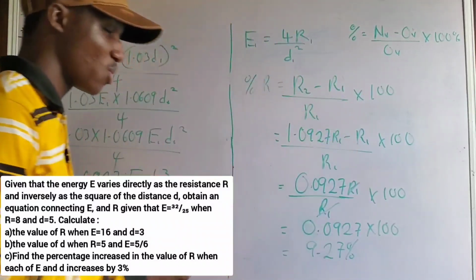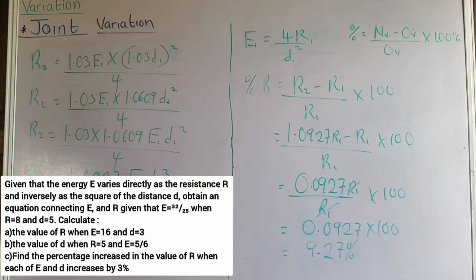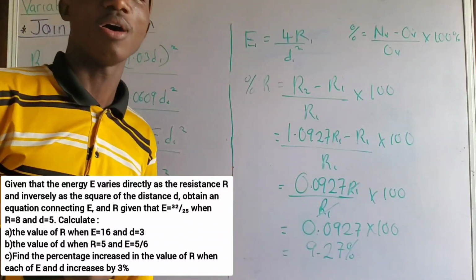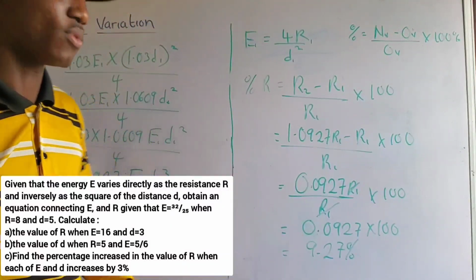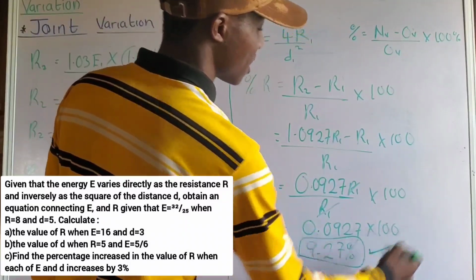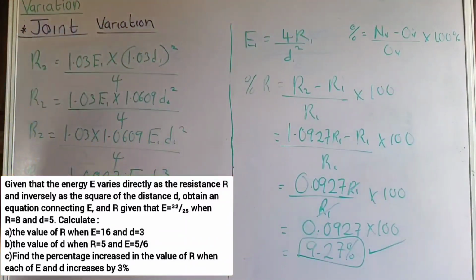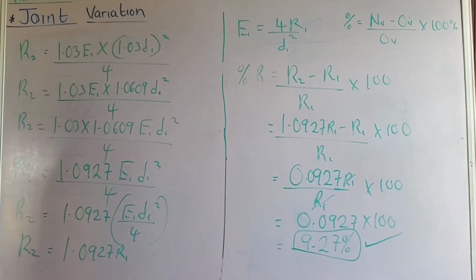So this will be 9.27%. Okay, so the percentage increase in the value of r as d and e increase by 3% is 9.27%. That is the solution to that question. If you get this answer right, you are correct. And if you have any question regarding what we've learned in this class, let me know in the comment section. Okay, see you in the next class.